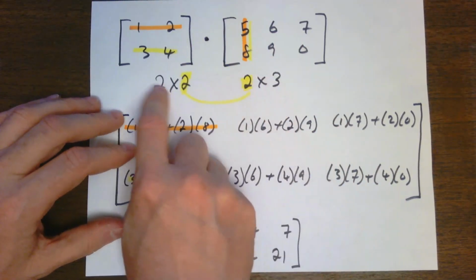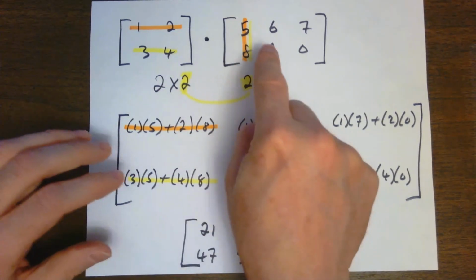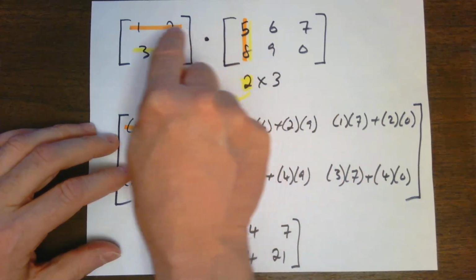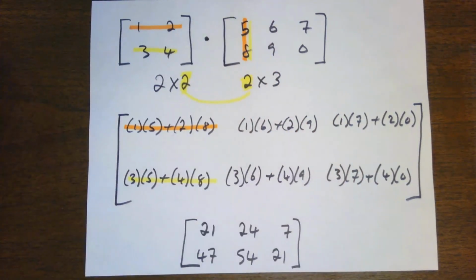2 by 3 times a 2 by 2? And the answer is no. I cannot multiply this matrix times that matrix, but I can multiply that matrix times this one. So I can multiply them one way, but not the other way. I know, multiplying has very strange rules.